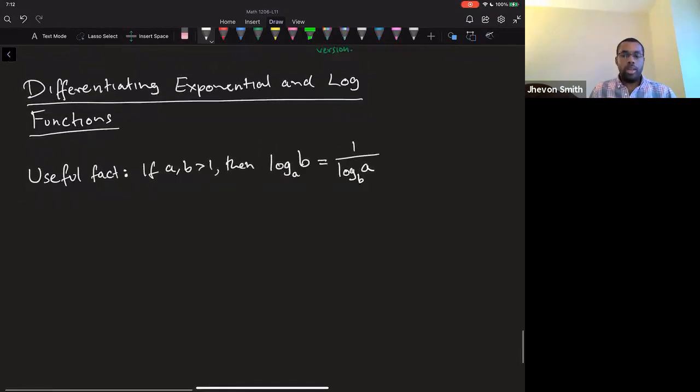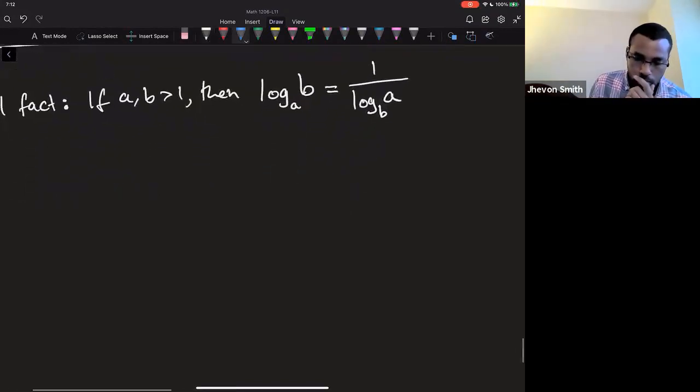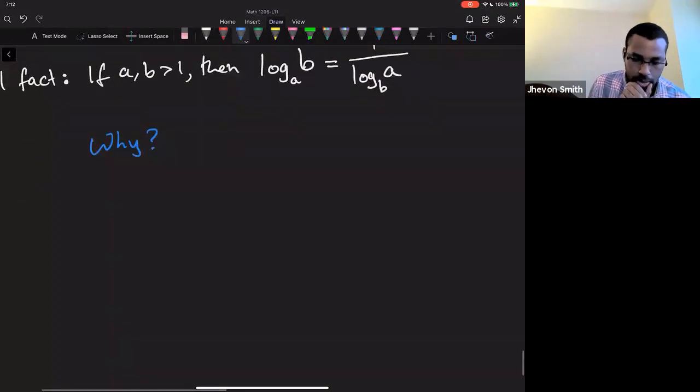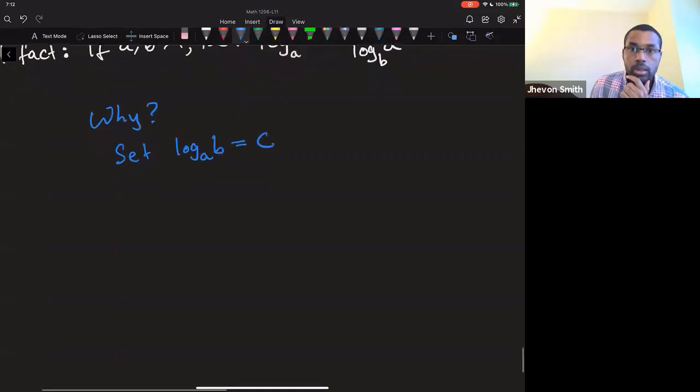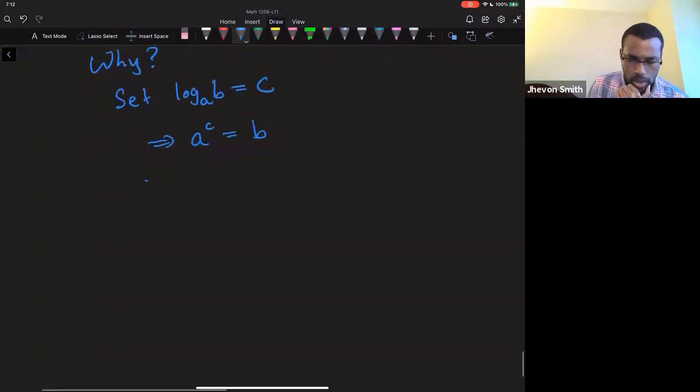It's true. So, for example, well, why is that? If I set log to the base a of b equals c, right? What does that mean? We know that means that a raised to the c equals b. So what I can do now is, instead of logging both sides to the a, I'm going to log it to base b.